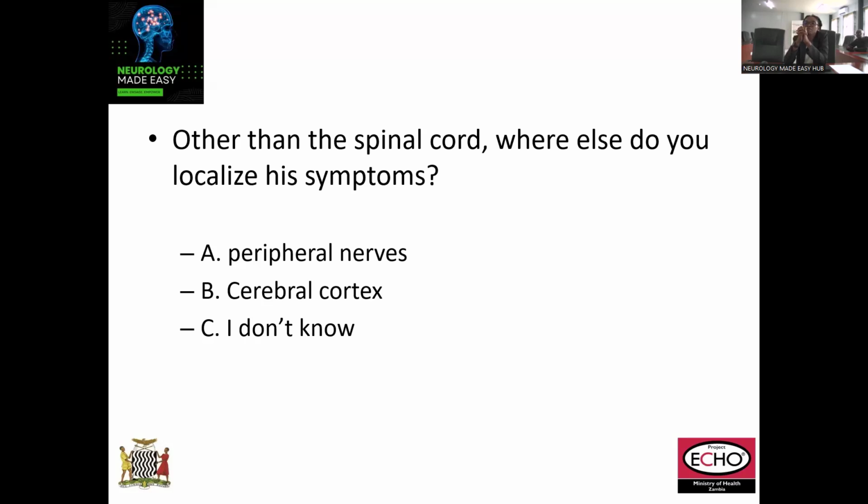So I would like for the people on the group to be able to see if now they're able to use what we have discussed.